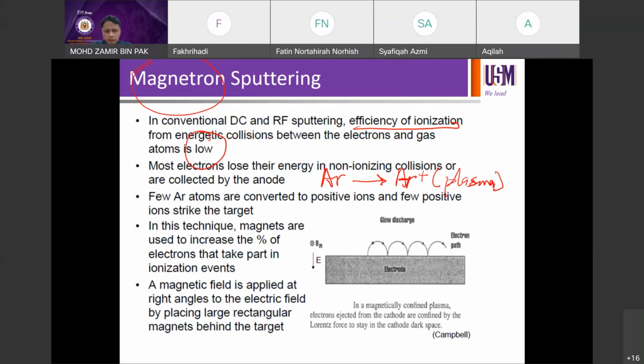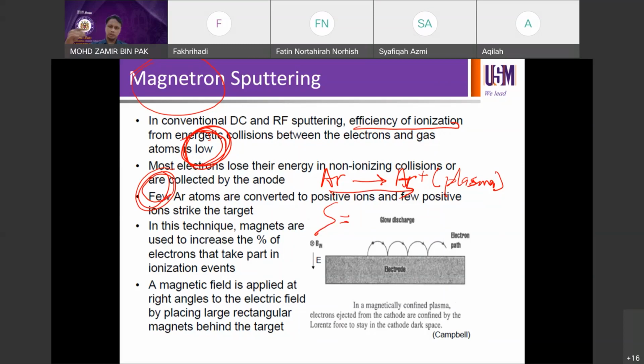Few Ar atoms are converted to positive ions and few positive ions strike the target. So due to this low ionization efficiency, only few argon atoms are converted to positive ions. So only few are ionized, and then as a result, only few of Ar plus strike the target to initiate the sputtering process. Okay, so if you relate back to the previous discussion, I think 2 days ago, we talked about sputter yield again. Sputter yield, which depends on how many atoms are sputtered over every incident ion.